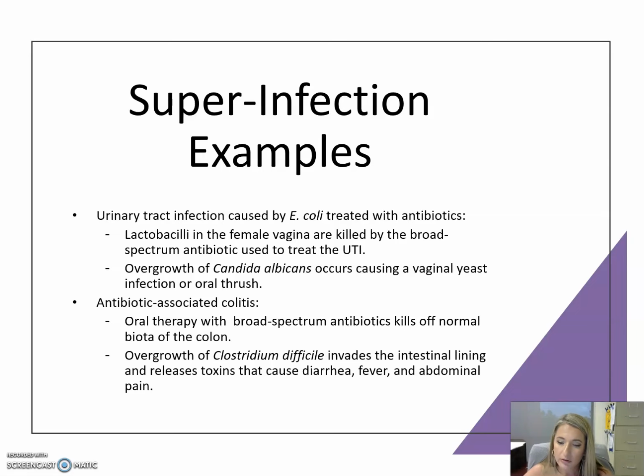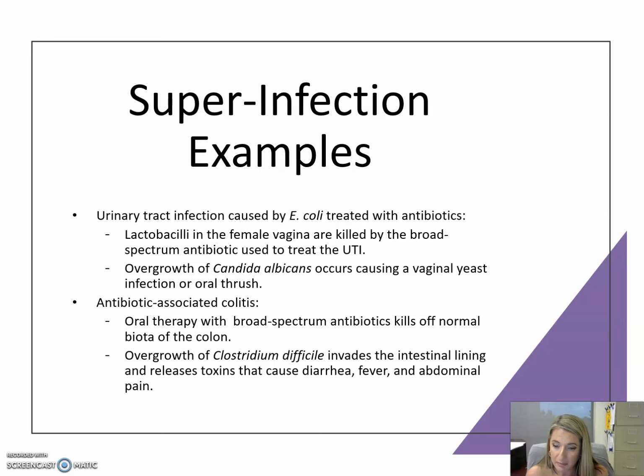So let's say you go to the doctor because you have a urinary tract infection, and UTIs are often caused by E. coli, but since the urinary tract is supposed to be sterile, any bacteria that get there could cause an infection. Because many different types of bacteria can cause a UTI, the prescriber is likely going to give you a broad-spectrum antibiotic. So that broad-spectrum antibiotic gets rid of the urinary tract infection, so that's good.